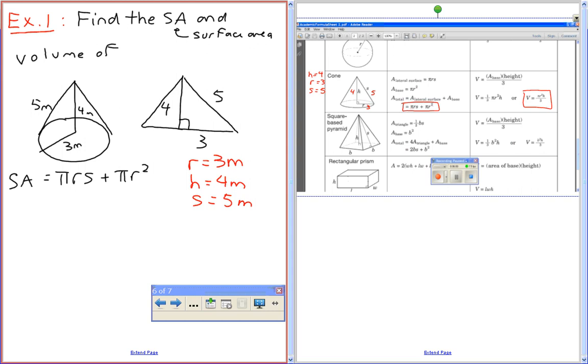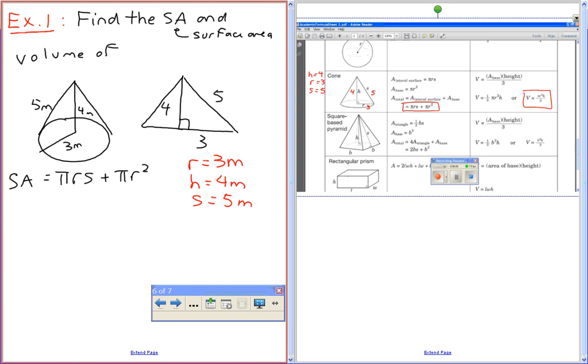Can I please ask before we continue here? Is that okay, where all that information came from? Yeah, go ahead. You don't really need the height, do you? No, not for this one you don't. Good question. For the surface area, you don't need the height. The slant height's all you need. But for the volume, you do need the height. So when we get to volume, you're going to need it.